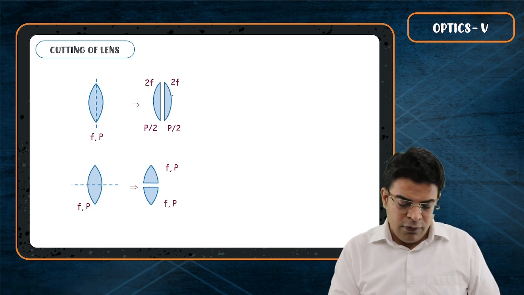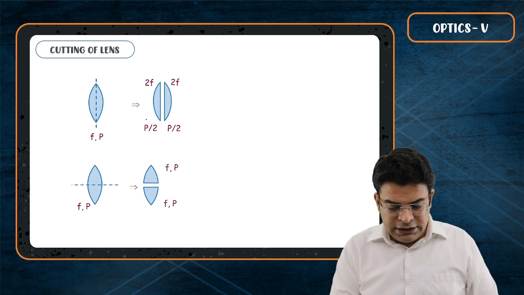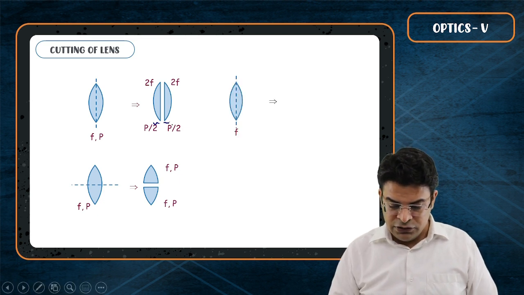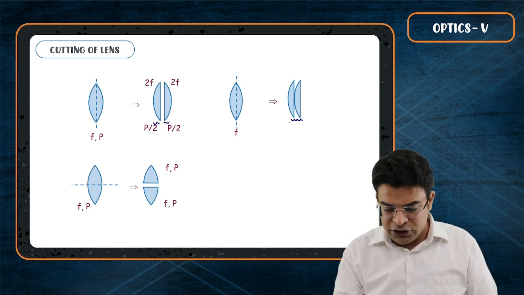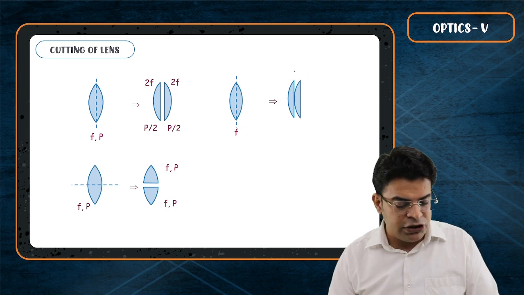Now let's say once you have cut it, now you are rearranging the parts. Let's say after dividing it into two parts, you have rearranged it this way. The second lens has been turned and kept this way. Now can you tell me what will be the effective power of this combination?